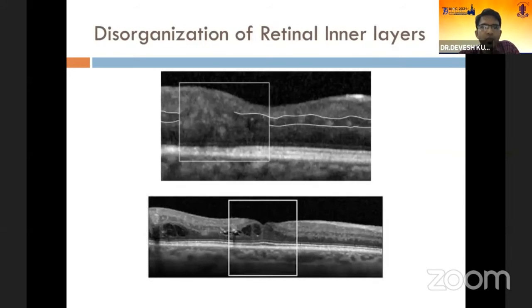Another important biomarker is the disorganization of retinal inner layers. If the inner retinal layers are disorganized as seen in the first photo, we cannot make out the different layers. What different layers are there? The ganglion cell, the inner nuclear, the plexiform. So this means the retinal inner layers are disorganized, and it points to a poor prognosis.